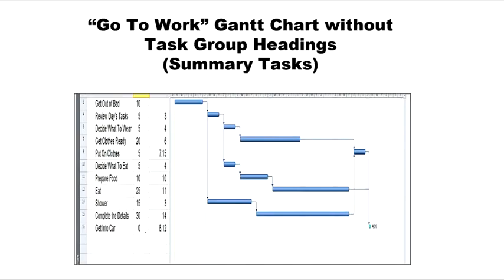This is a pretty good way now to take a look at the project during executing and how things are moving along. We can look at any specific date along here and see how we're doing.